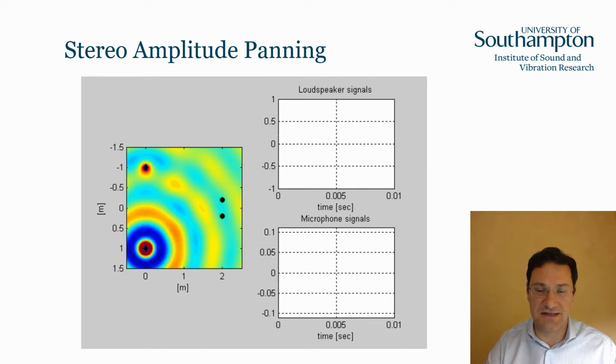And this phase difference in fact defines an interaural time difference, which is the cue that our brain uses for localization with stereophonic sound. So an inter-channel amplitude difference at the loudspeakers maps into an interaural time difference at the listener's ears.